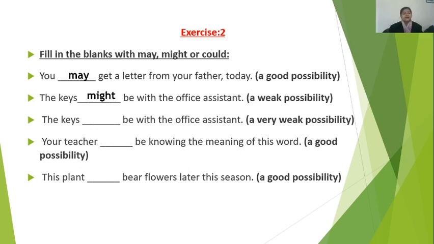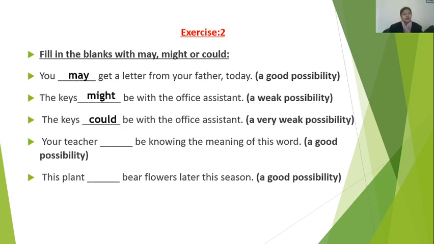The next sentence is "the keys ___ be with the office assistant." Children, the same sentence is taken this time, but we have to show a very weak possibility here. So which modal will express the very weak possibility? Could. The keys could be with the office assistant. Very good, class. Now let's proceed toward the next sentence.